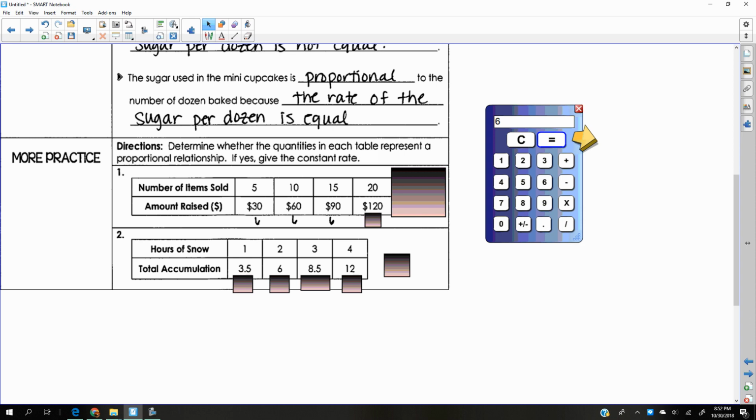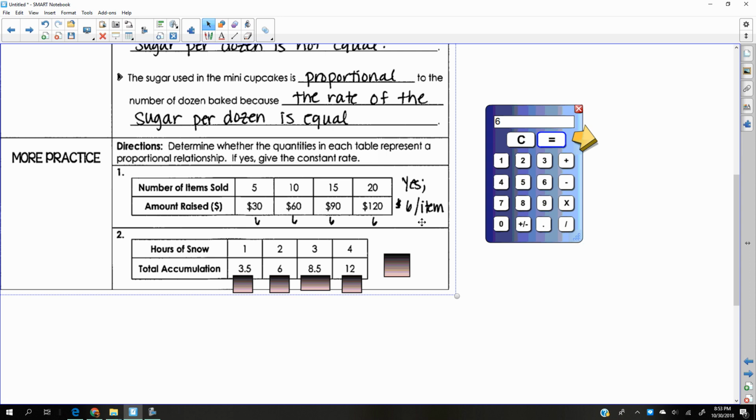And then finally, 20 items sold, $120. We do 120 divided by 20. And guess what we get? Yep, 6. So what is the constant rate? $6 per item. Okay. All right. So for every item sold, they made $6. And yes, it is proportional.